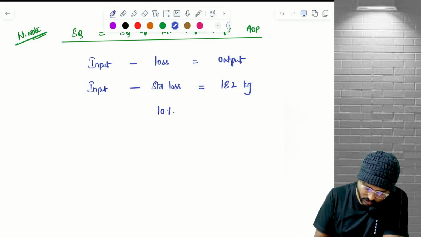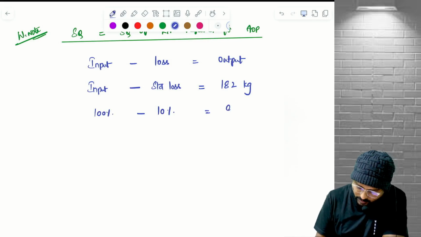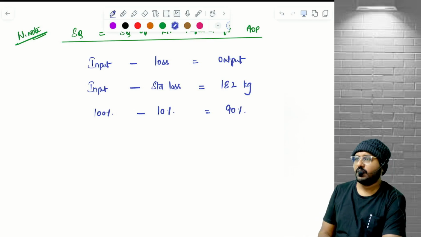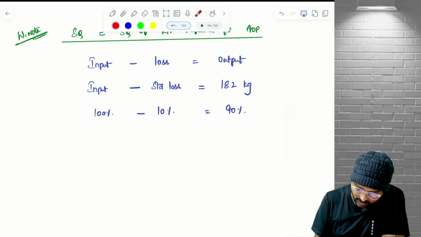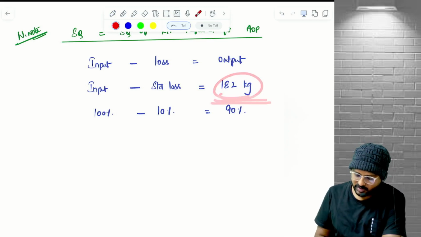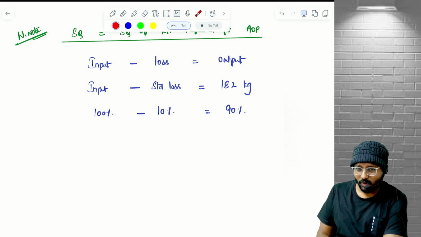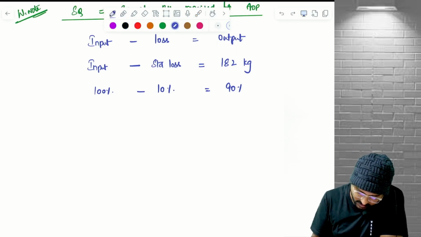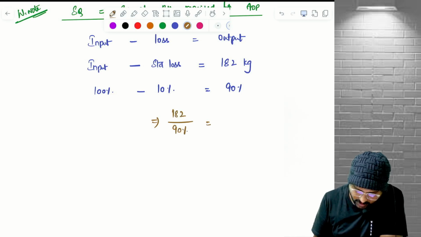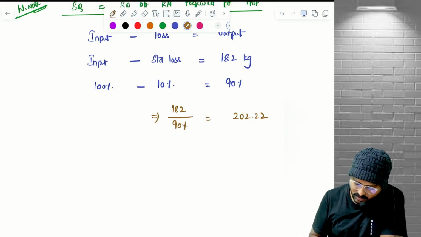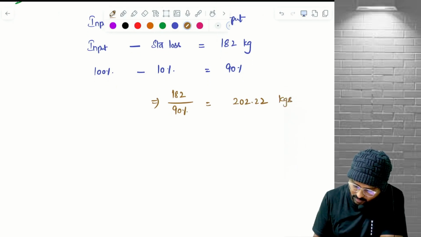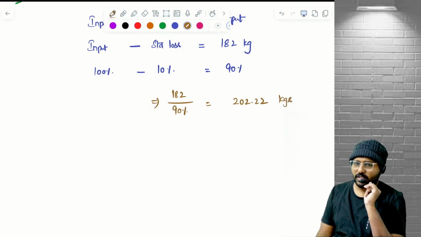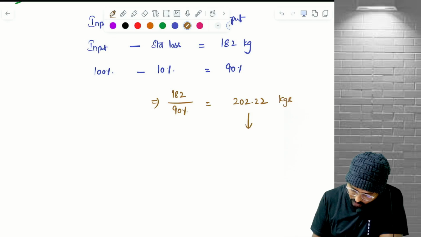Let's say 10%. So let's presume input as 100%. Then the output should be how much? 90%. Correct? So this 182 kg represents what? 90%. Isn't it? Right. Then I get input. Tell me how much it comes. That is equal to 182 by 90%. How much do you get? 202.22. What is this 202.22? Kgs of raw material, both A and B put together.